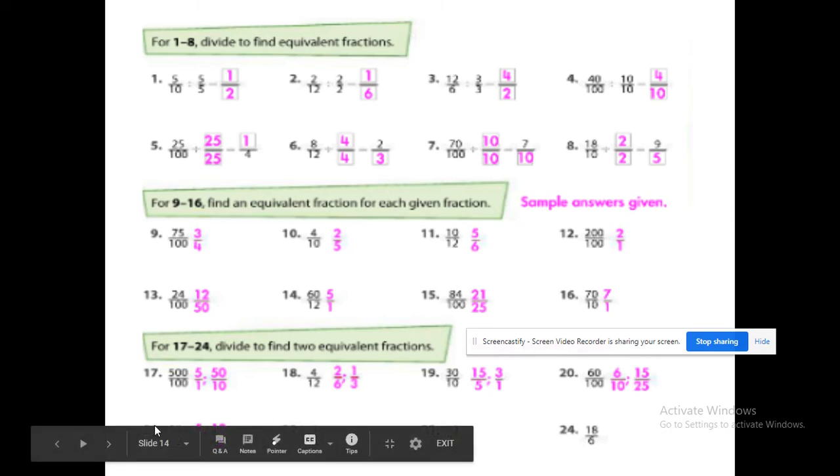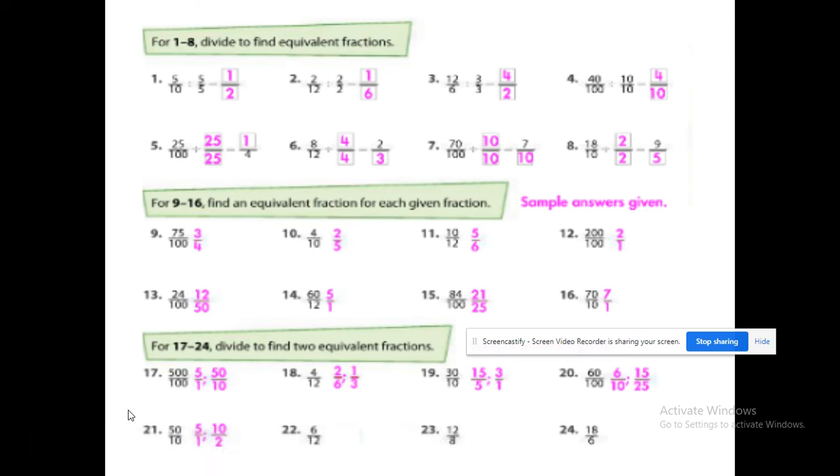Now, number 21. 50 out of 10. Why not use 10 and divide the numerator by 10 and the denominator by 10? If I divide that 50 by 10, it gives me 5. If I divide 10 by 10, it gives me 1. So 5 out of 1, it's an equivalent fraction.